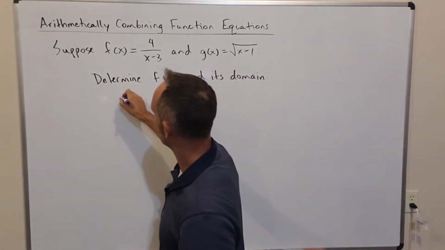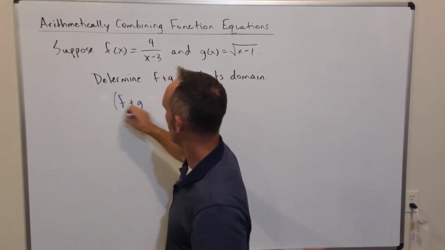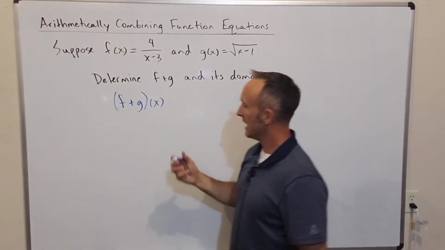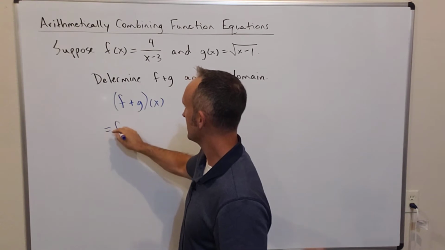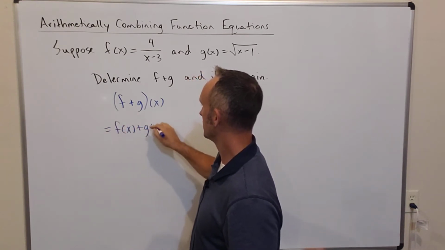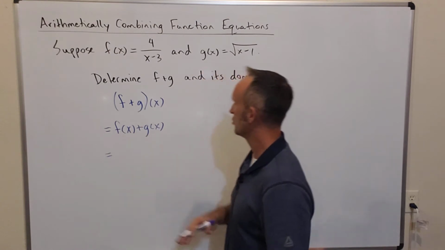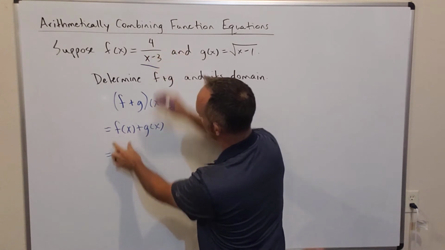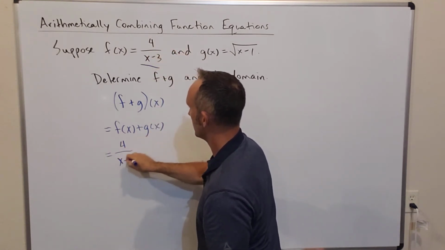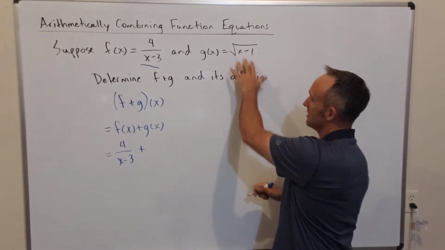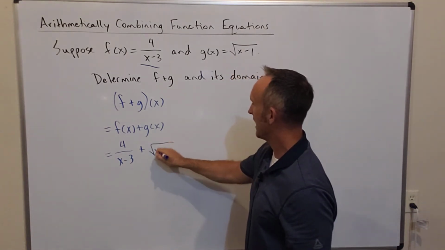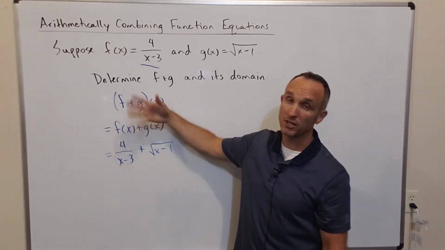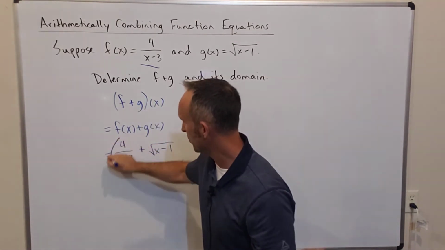So what we're trying to do is figure out the formula or the equation for f plus g of x. We know that f plus g of x is defined to be f of x plus g of x. Of course it is, that's no problem. Then all we do is figure out what f of x is, which is this fraction, 4 over x minus 3, plus g of x is this square root. And that is literally the formula for calculating the outputs of the function f plus g. No problem. That's the first part of the question.